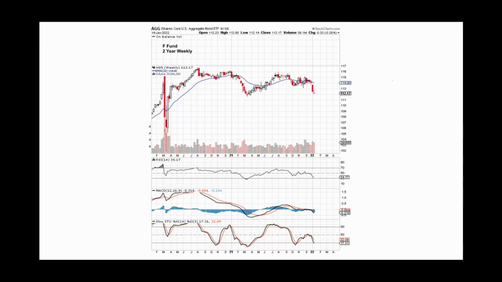If we get an oversold condition on the relative strength, let's say we get oversold right here, and then it turns back up, and the MACD crosses back, the black line crosses back to the red line, and the slow stochastic turns back up, then at this support level, yeah, you have a good argument to get back into the F Fund. But we're not there yet.